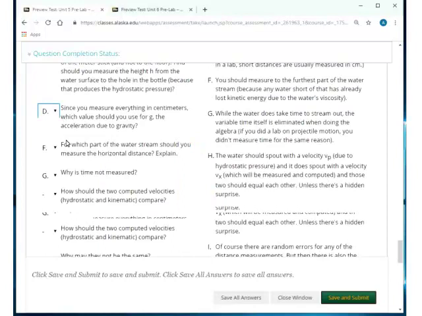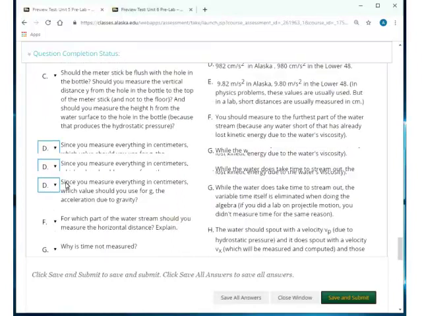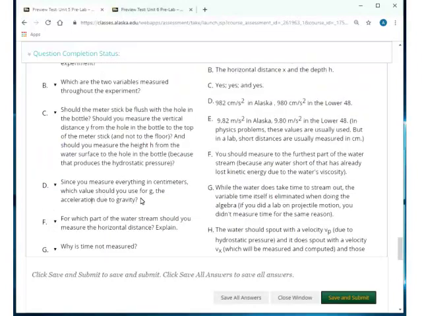Since you measure everything in centimeters, which value should you use for g, the acceleration due to gravity? If you do the lab in Alaska, 982 centimeters per second squared. If you did the lab in the lower 48, you should use this value. Our lab intensive is going to be in Alaska, and we'll be measuring in centimeters, so at 982.